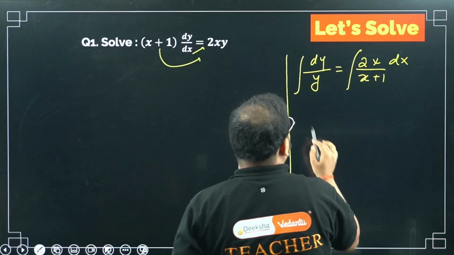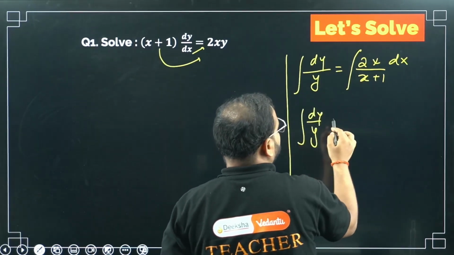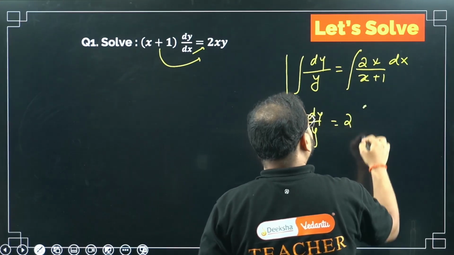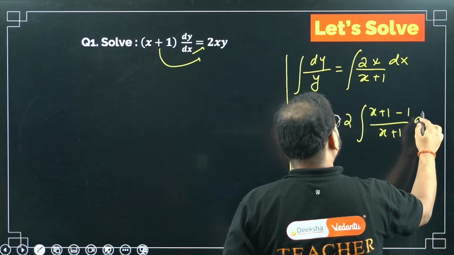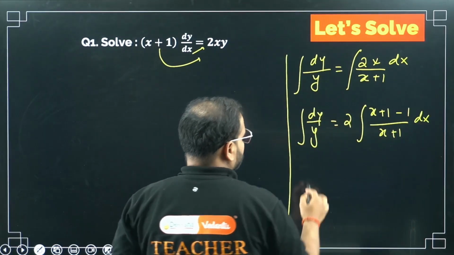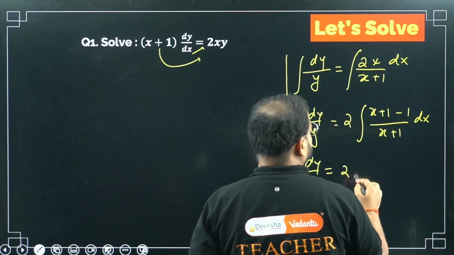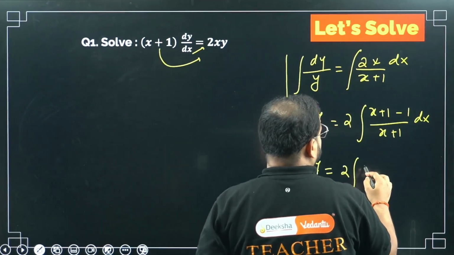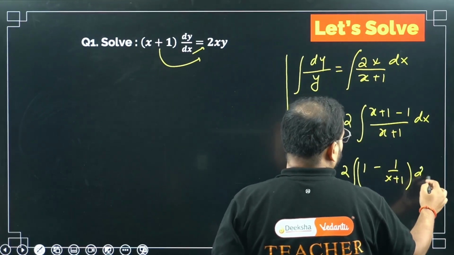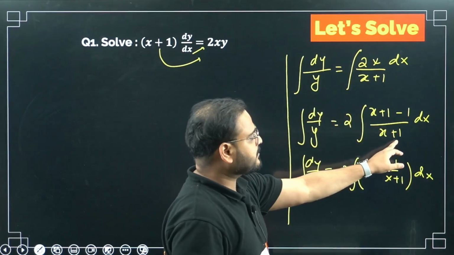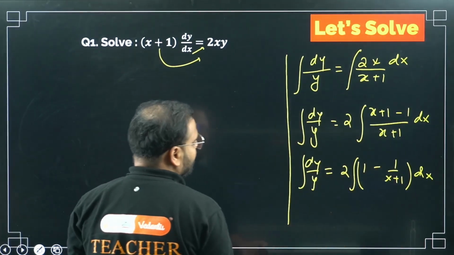Now how will you solve it? This part we can solve very simply. We'll integrate. I can take 2 common outside and write it as x plus 1 minus 1 upon x plus 1. Yes, I can separate this. So I'm going to get dy by y equals 2 times the integration of 1 minus 1 upon x plus 1. I know you know that by now. x plus 1 by x plus 1 will be 1, and 1 minus 1 upon x plus 1 will be like this. So if you integrate this, what are you going to get?